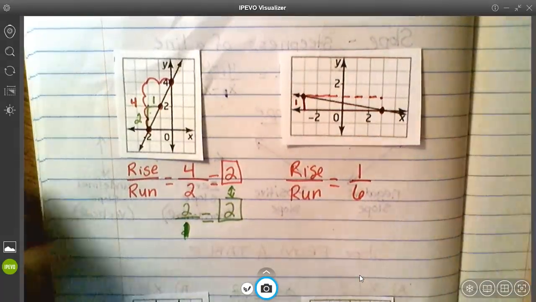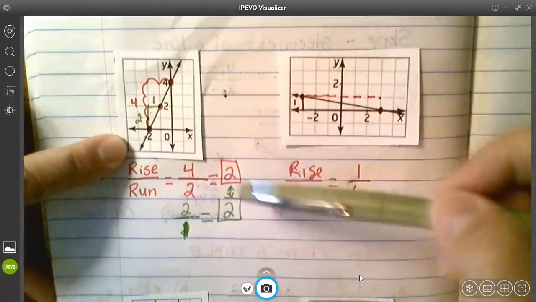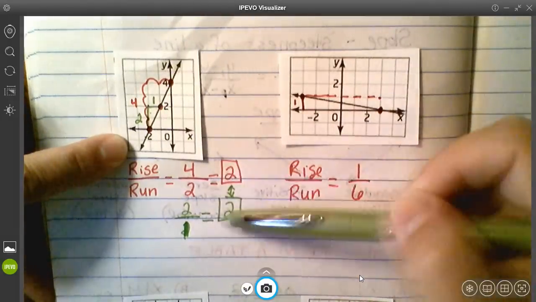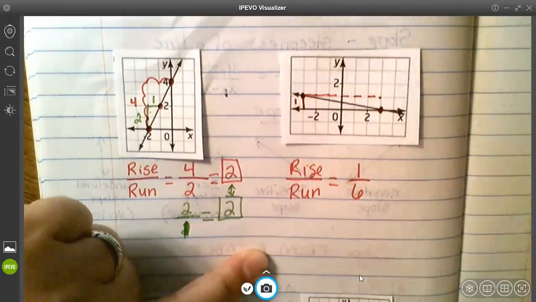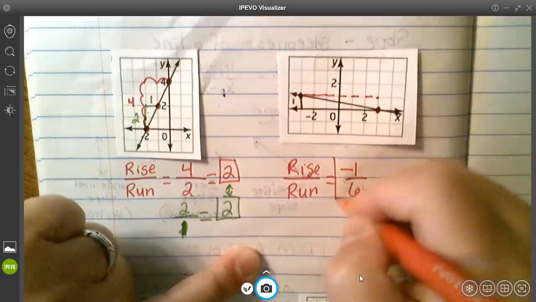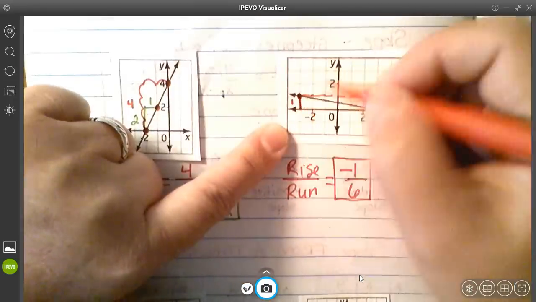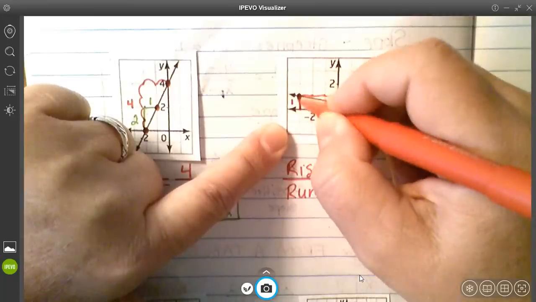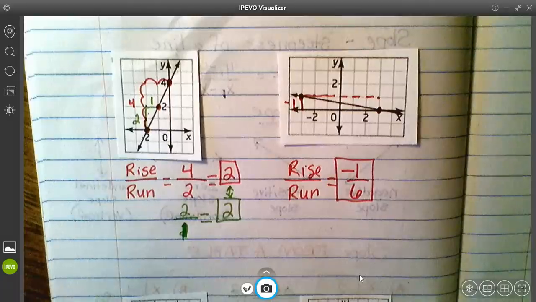And notice, back to the first example, my line is going up. My slope should be positive. Here, my line is going in the downward direction. That is a negative slope. So I'm making that a -1 over 6 for my slope. You could also look at it this way. Instead of going up, I went down and over. Since I went down, I could count that as a -1.